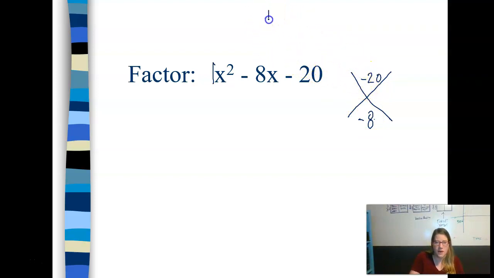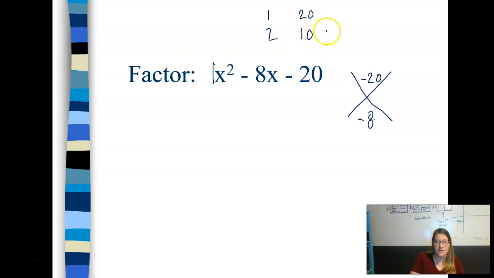I could try 1 and 20. I'm kind of ignoring the signs for a minute just to see if I can get something that either adds or subtracts to negative 8. 2 and 10, those ones look like they could work. 2 and 10 does, if I subtract 2 from 10, I do get 8.